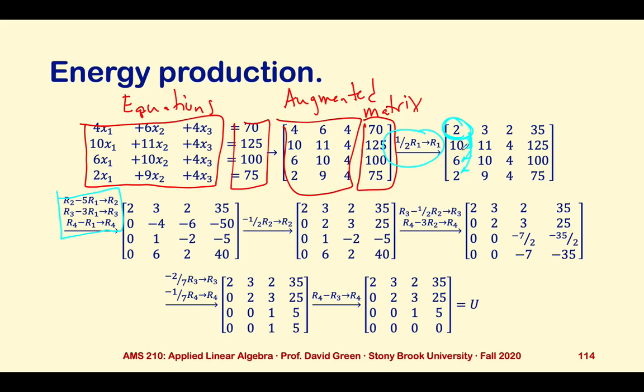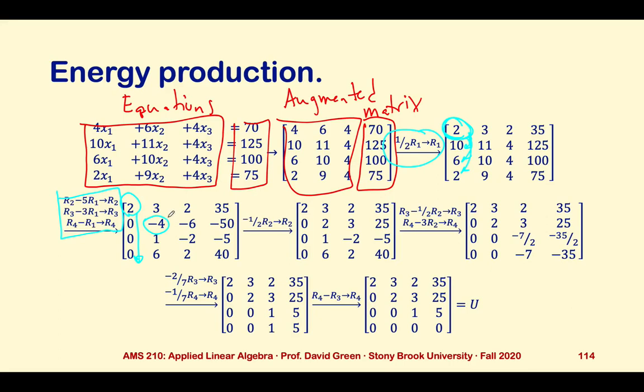For the last row, we simply subtract the first row. 2 minus 2 is 0. 9 minus 3 is 6. 4 minus 2 is 2. And 75 minus 45 minus 35 is, of course, 40. Right? We've finished our first round of elimination, and we've zeroed out this column. We would move our attention down and to the right to our next pivot.